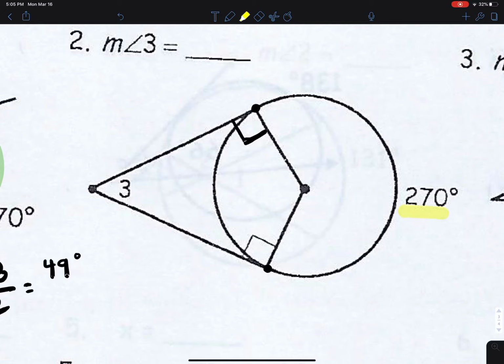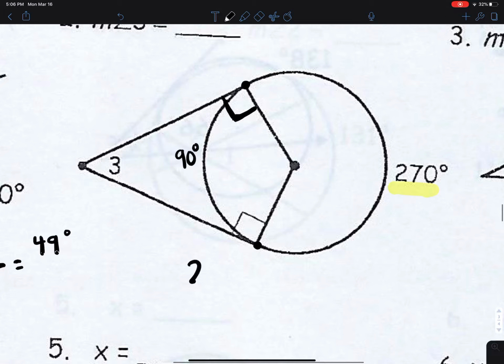So if this part is 270 and we know the whole circle is 360, then that tells us that the other arc is just 90 degrees. So that should make sense. Well, that's how we would do this one.